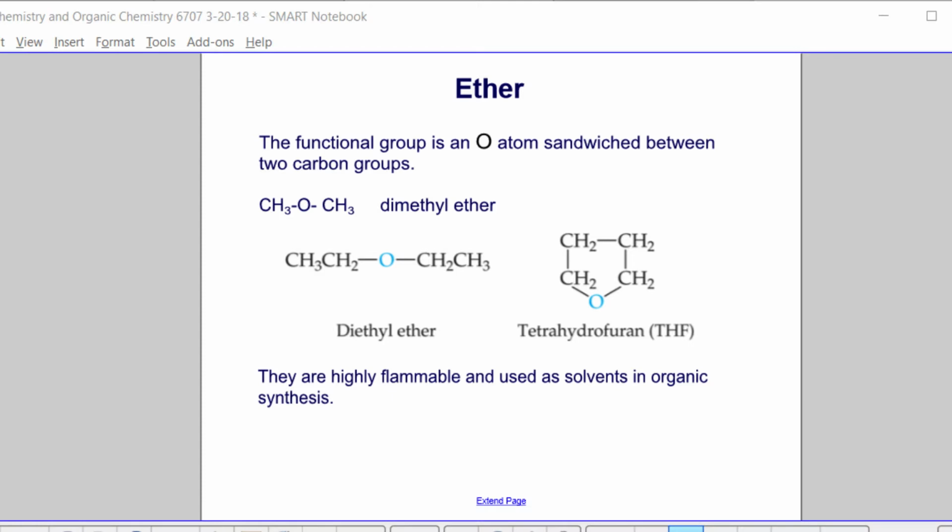Ethers can also form cyclic structures like tetrahydrofuran shown. Ethers are highly flammable and used as solvents in organic synthesis.